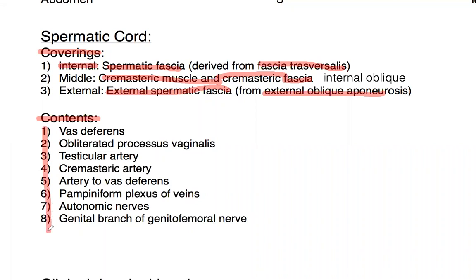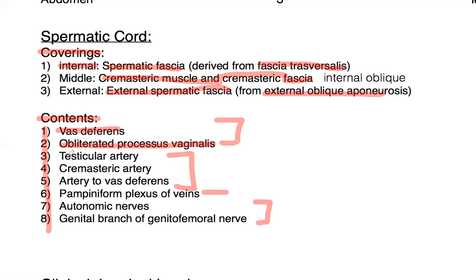Okay? So there are 8 contents: structures, arteries, one vein, and 2 nerves. So I remember it this way: 2 structures, 3 arteries, 1 vein, 2 nerves. Our two structures are the vas deferens and the obliterated processus vaginalis. These are the two structures.